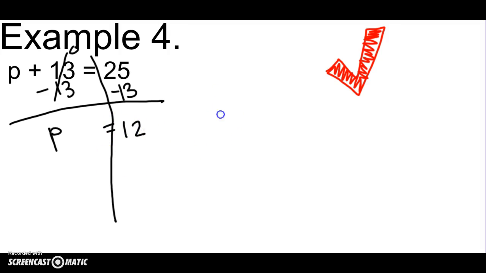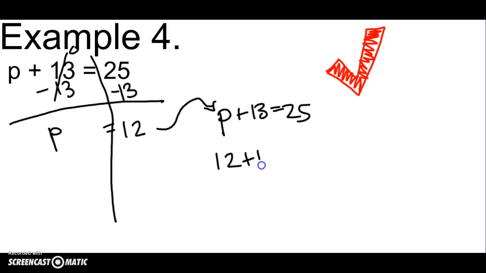And now we're going to check. My original equation said p plus 13 equals 25. I'll plug 12 back in for p. 12 plus 13 equals 25. 12 plus 13 is indeed 25. Therefore, I have a true statement.